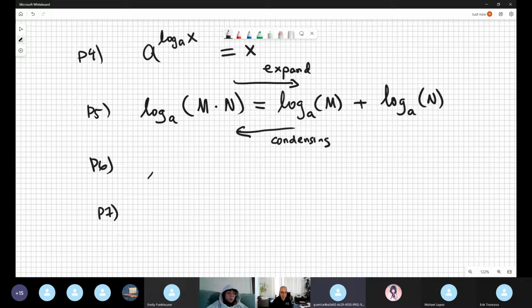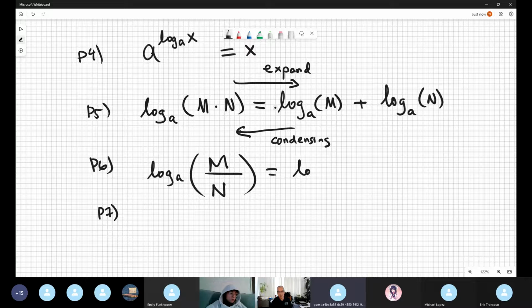Similar, property number 6 is for division. Suppose inside the argument we have a division, m divided by n. In other words, it's a division of two expressions. So you separate: numerator positive and denominator negative. Don't worry, I bring a lot of examples to illustrate this property right now.